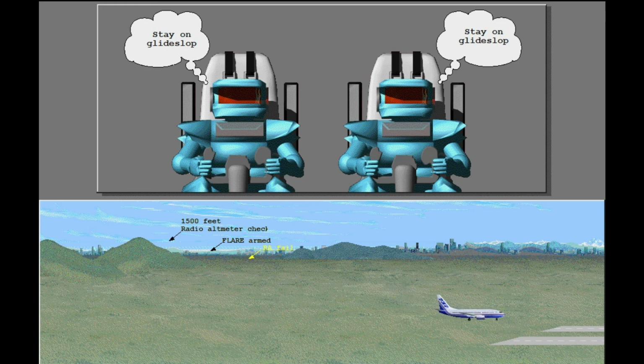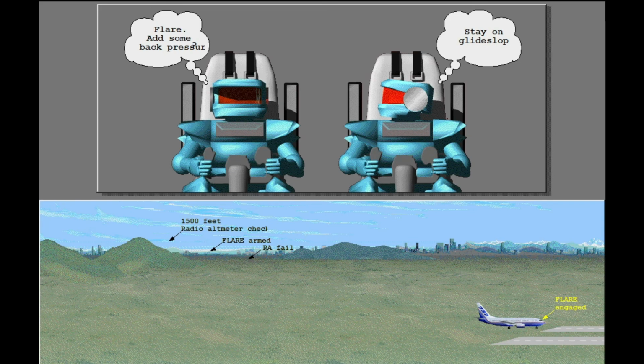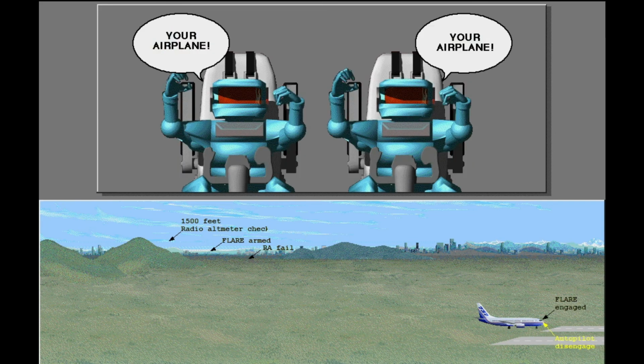As the airplane goes through the flare altitude, one autopilot tries to flare and the other cannot. This causes two autopilots to disengage and puts the airplane in your control at a very important and unexpected time.